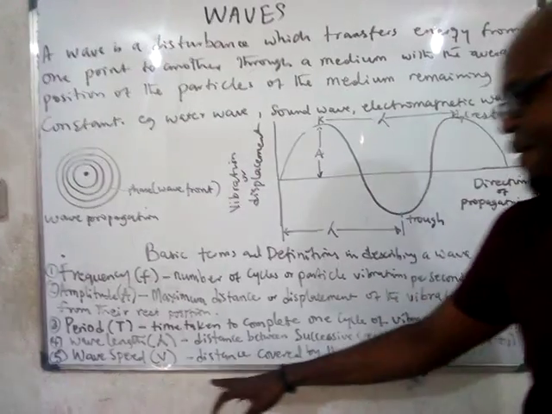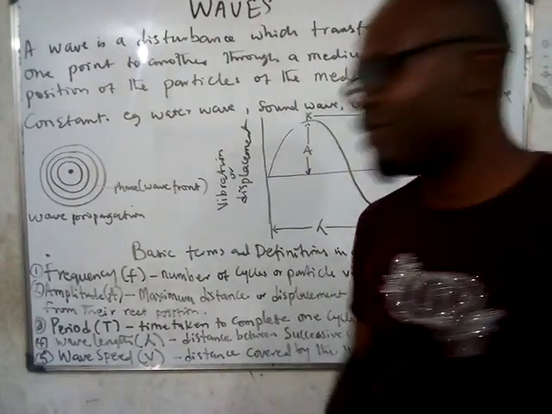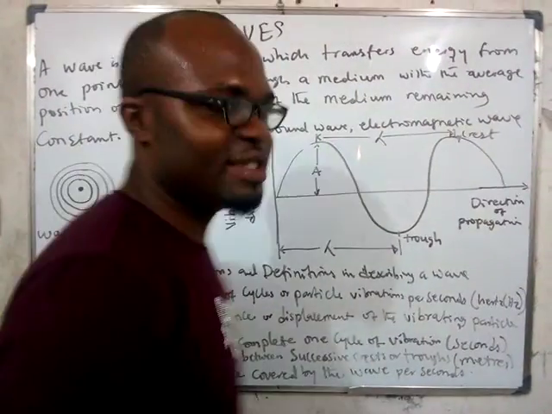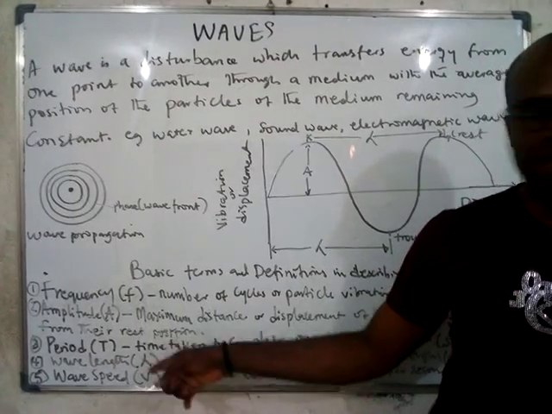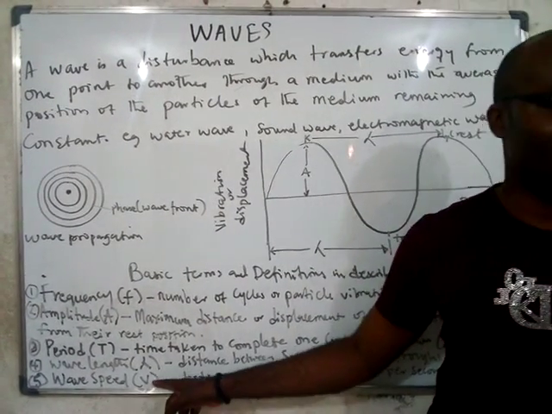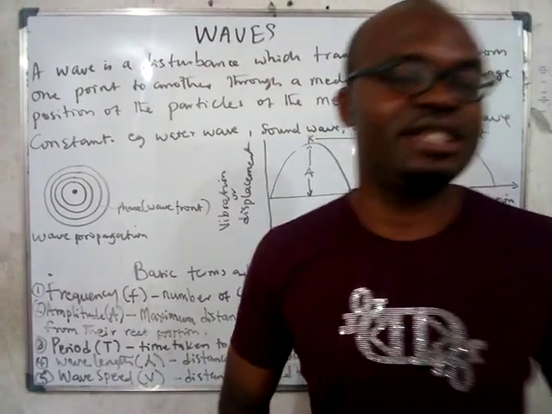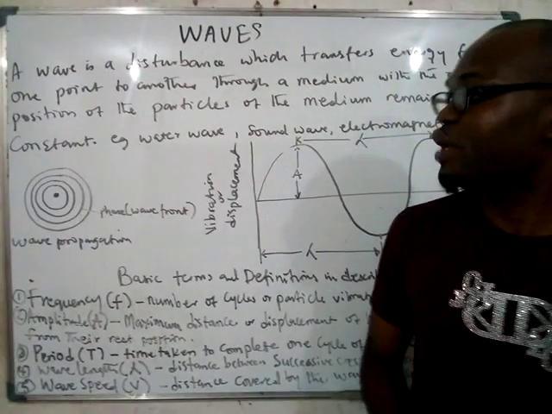Wave speed V is the distance covered by the wave per second. Distance covered by the wave per what? Per second. In the subsequent classes, I'm going to be giving you the relationship between all these: F, A, T, lambda, and V. Is that clear? Yes. And we're going to also be having the general wave equation. Are we together on this? Yes. So that is wave, very, very important.